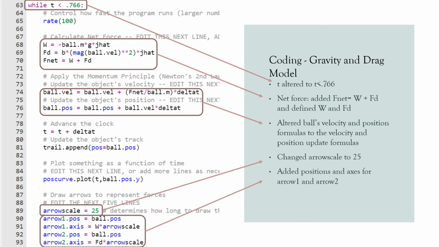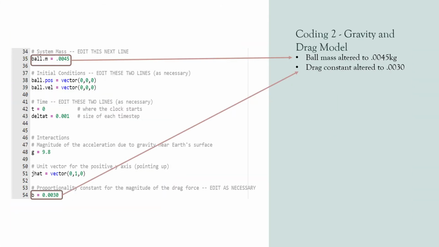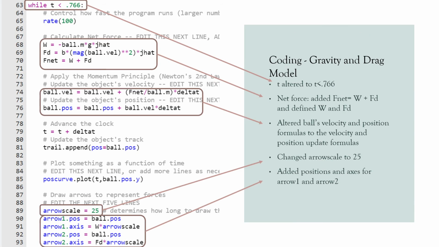And finally, you can see at the bottom, I just had to add those lines of code just to make the force vectors appear on the models. And then I had to change the mass of my ball to be 0.0045 kilograms and the proportionality constant to be 0.0030, which was obtained by guess and check just to make sure the final position of the model and the experiment to be equal. And so for the gravity only model, it's just the same thing. You just take out the drag force.